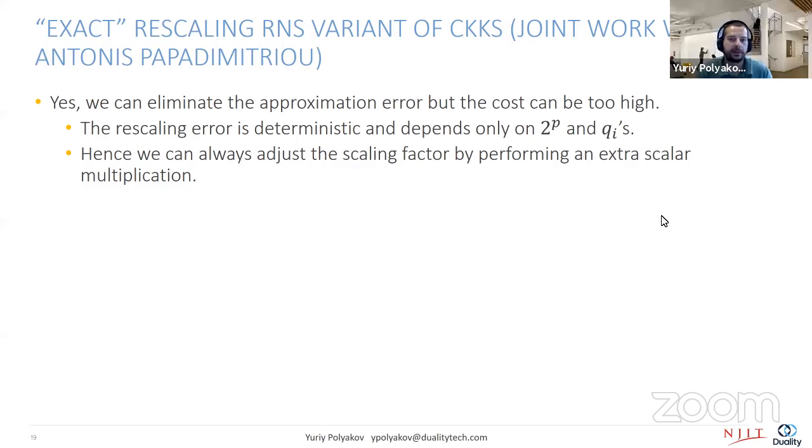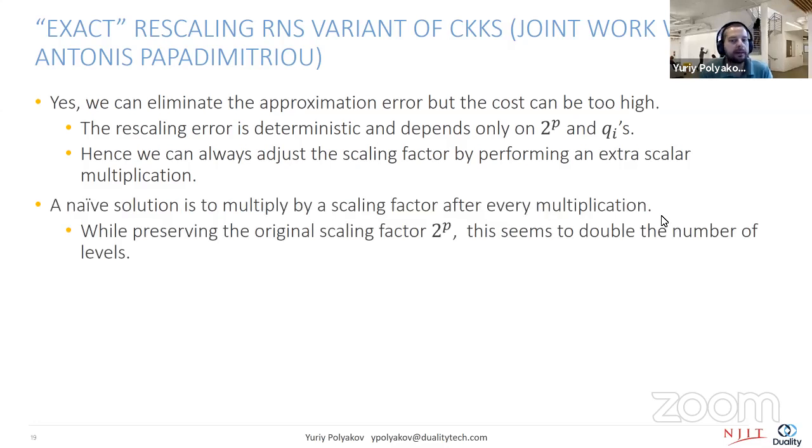Yes, we can eliminate the approximation error, but the cost can be too high. The rescaling error is deterministic and depends only on 2^p and the moduli q_i that are involved. So we can always adjust the scaling factor by certain extra multiplication. A naive solution would be to multiply by an adjustment factor after every multiplication, and we can basically preserve the original scaling factor of 2^p by carefully choosing the adjustment factors.